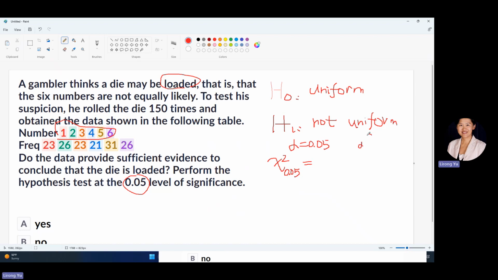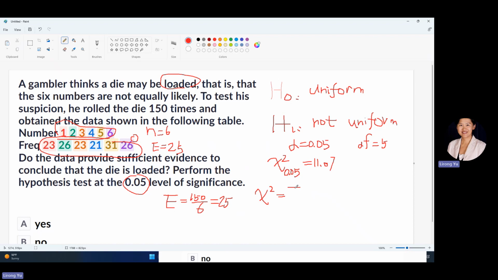Yeah, sorry. The degrees of freedom is 5 because there are 6 outcomes, so n equals 6. 11.07. 11.07 is how high we have to get to. Okay, now the calculated chi-square: the expected value is 150 divided by 6, since we got 6 outcomes. Each one is expected to be 25, so the E is 25. And these are all the values for O.